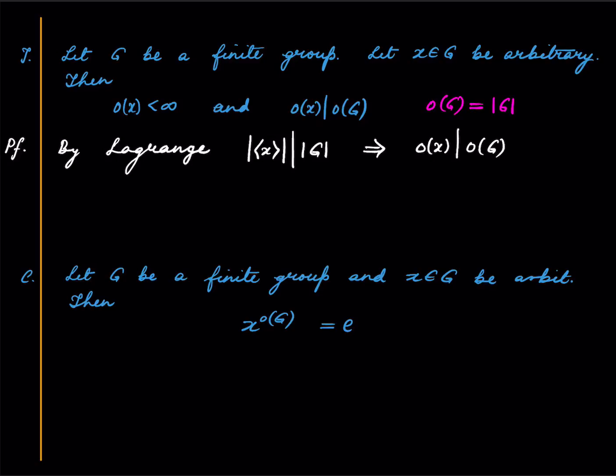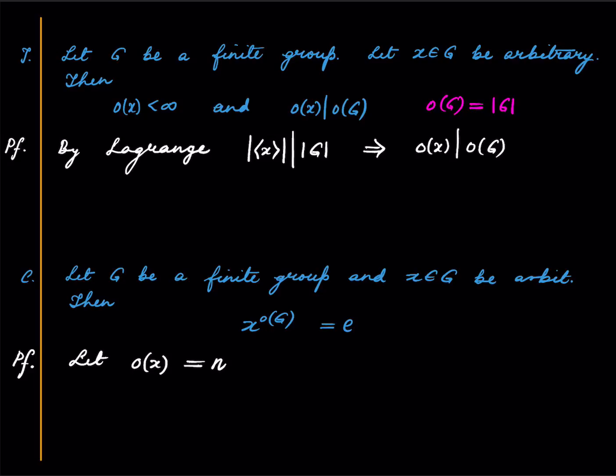A nice corollary of it is that if G is a finite group and X is an element of G, then X to the order of G is the identity. Again, this is not obvious immediately from the definition of a group, but let's prove this. So what we have is X to the order of X is, let's say the order of X is N, otherwise we get confused in the notation.